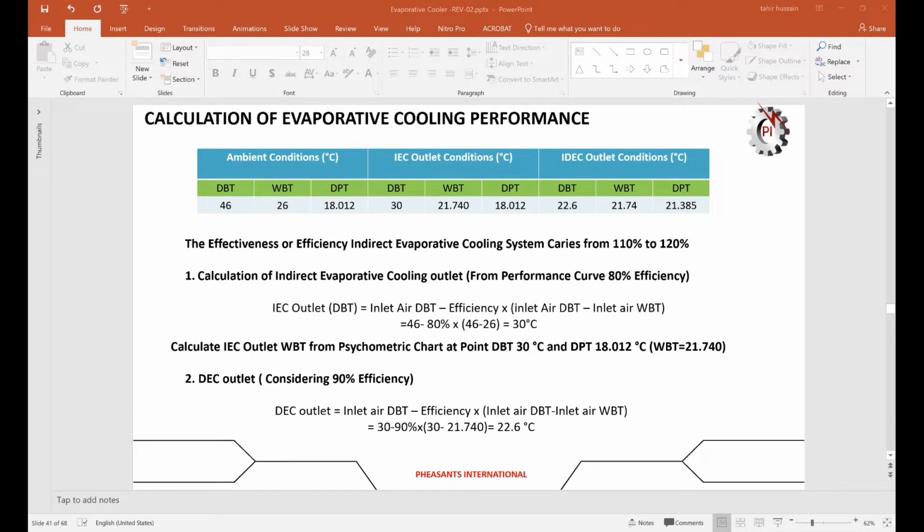First we will see how we get the outlet temperature after the heat exchange or after the cellulose pad. Stage by stage we will see.